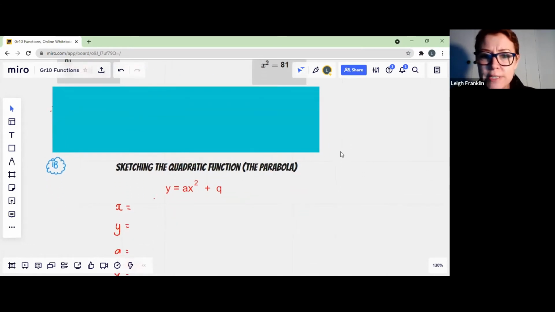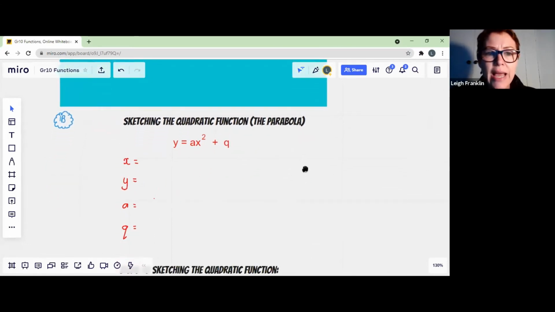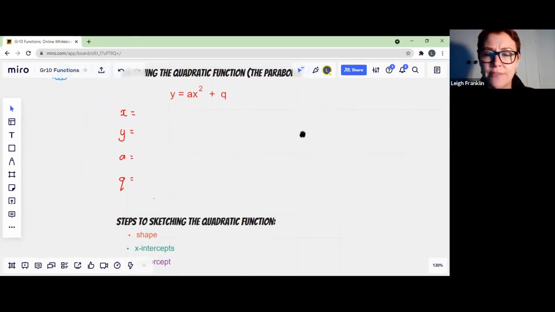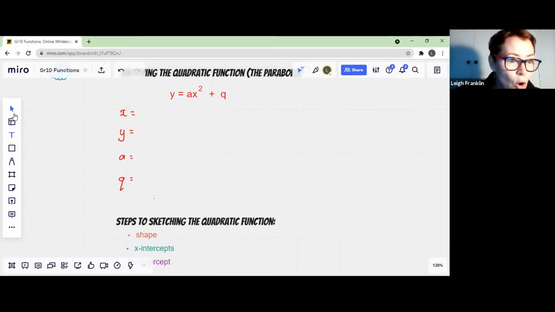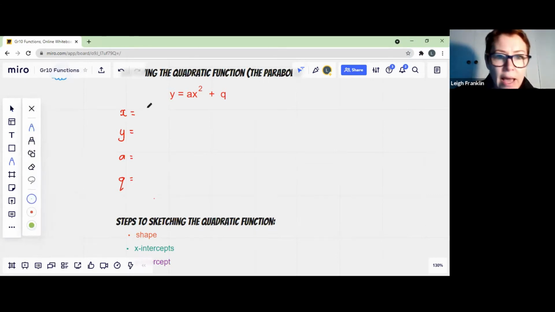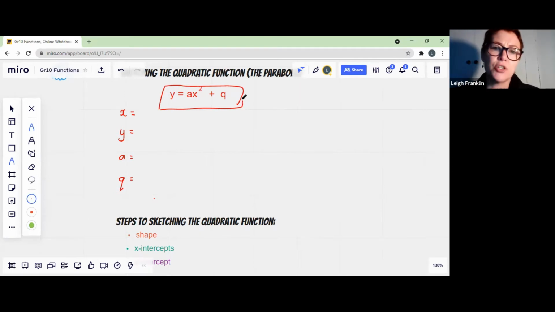So the first thing that we want to talk about is sketching the quadratic function, otherwise known as the parabola. And hopefully what you see on the screen now is something that is very familiar to you. That is this formula over here. Let me just get my pen working. That I'm drawing a block around right now, that formula over there, all right? So y equals ax squared plus q.